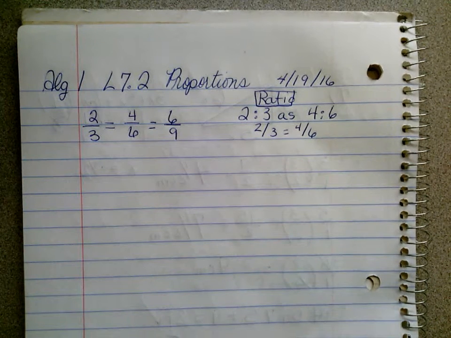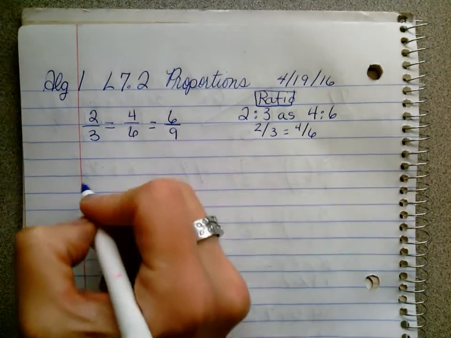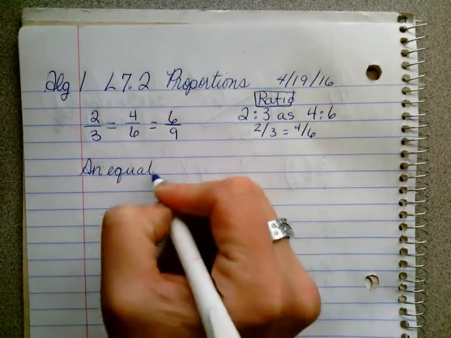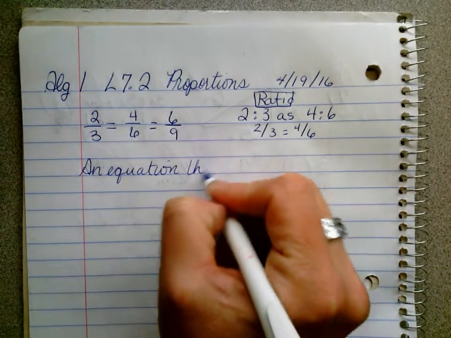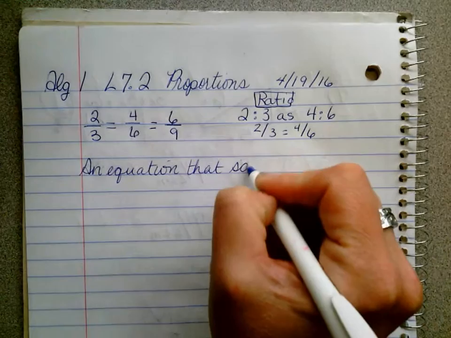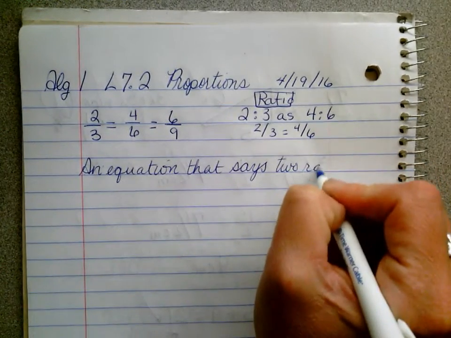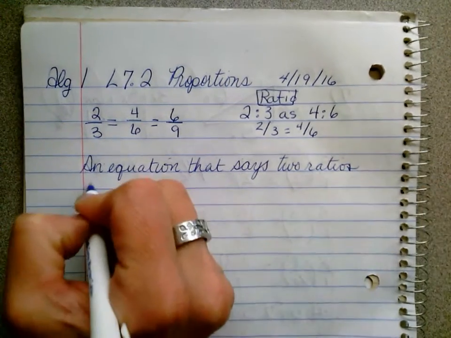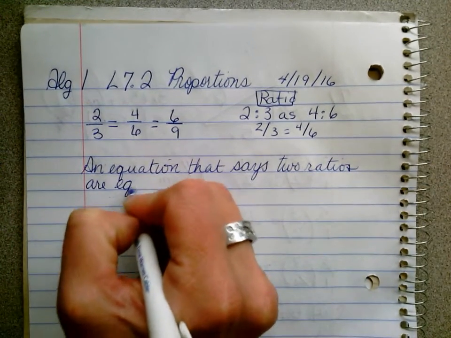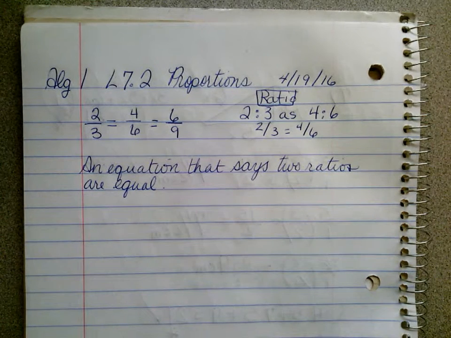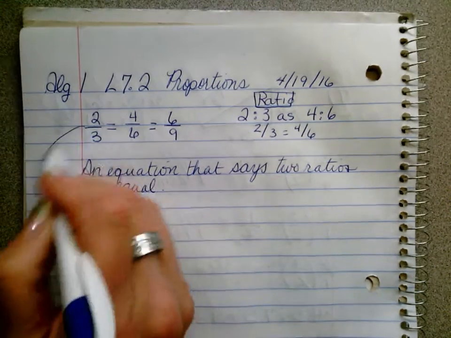And a proportion is simply an equation that says two ratios are the same. Okay? It's an equation that says two ratios are the same. So let's take this one for a minute.